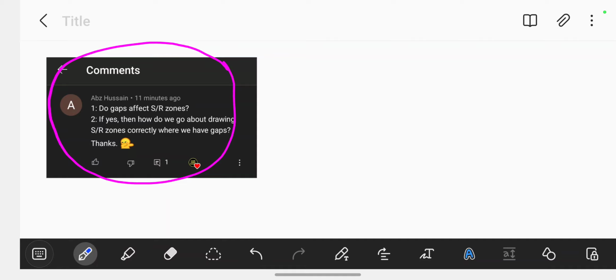The guy is asking that when you have got gaps on your chart, when the price is jumping and forming a gap, does that affect how you draw your support and resistance zones? And if the answer is yes, then how do you go about drawing those zones when you have gaps? All right, so I'm gonna answer the question and I hope that it will clarify.